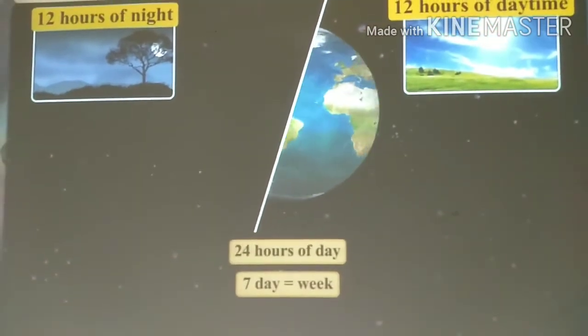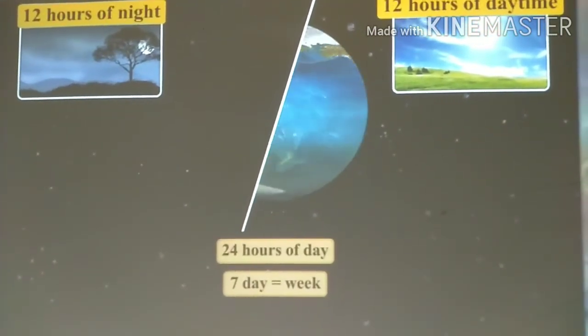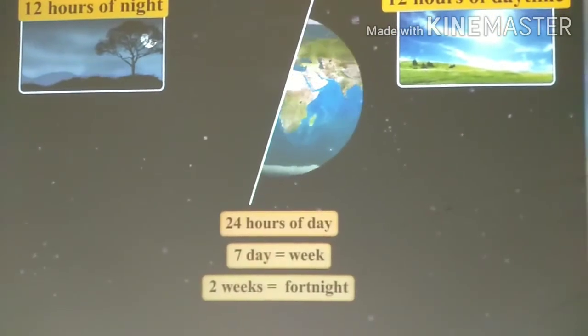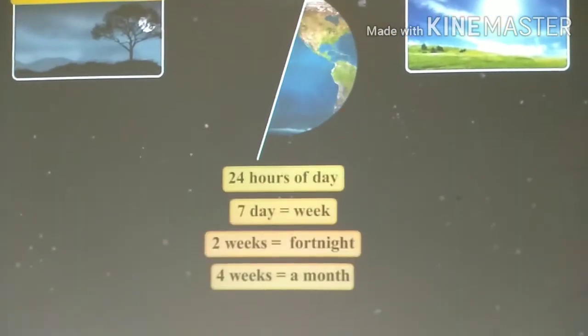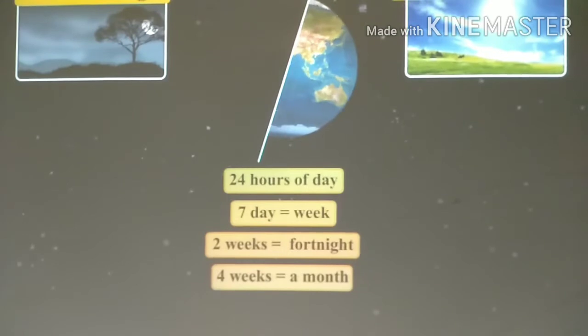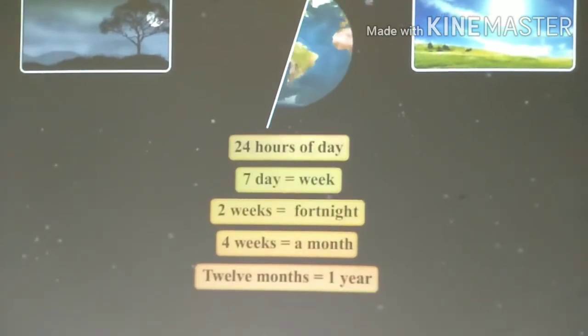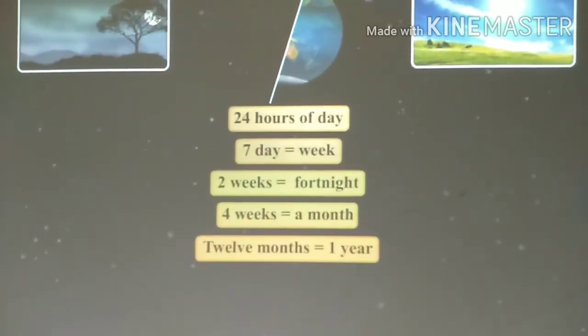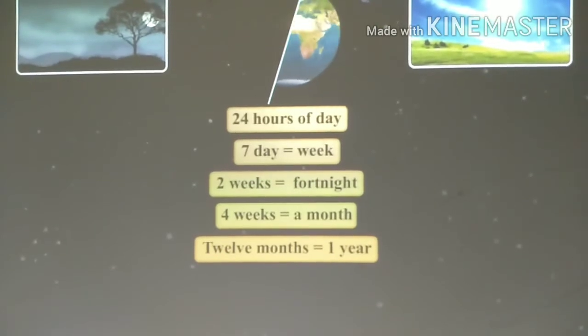7 days from Monday to Sunday make 1 week. 2 weeks make a fortnight. 4 weeks make a month. 12 months make a year. In this manner, we reckon time in bigger and bigger units.